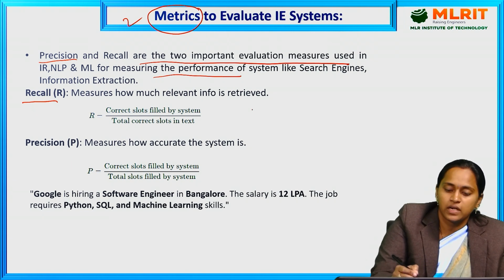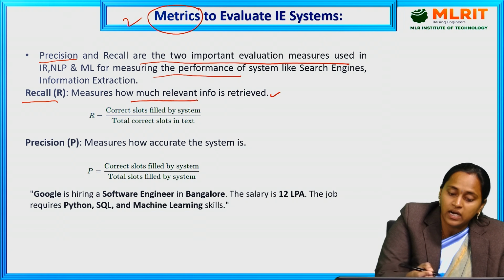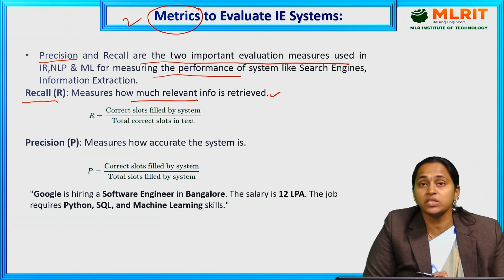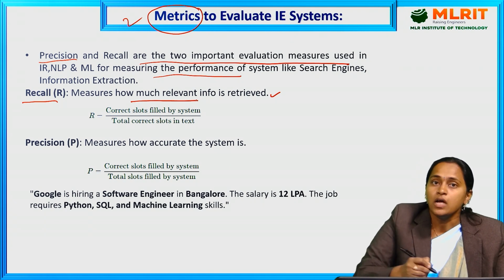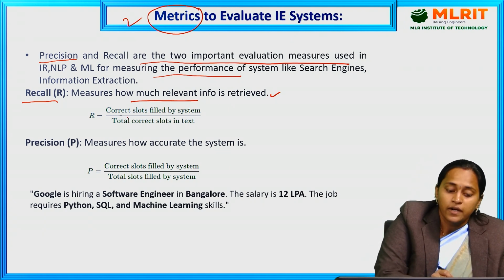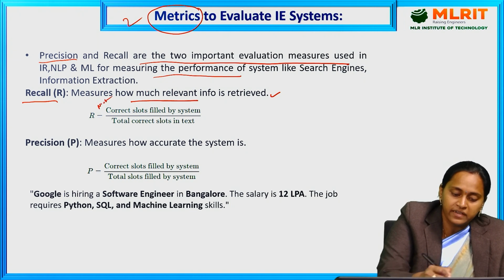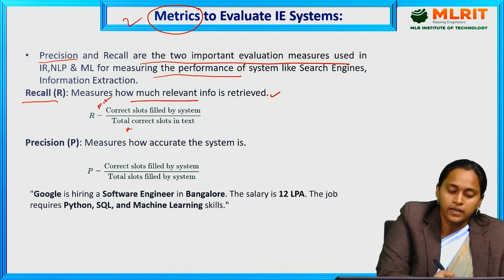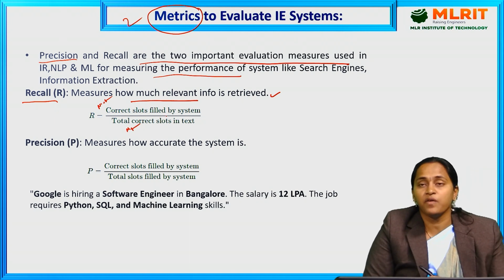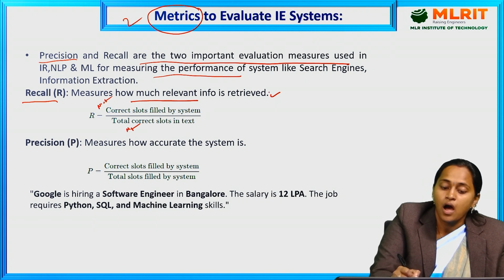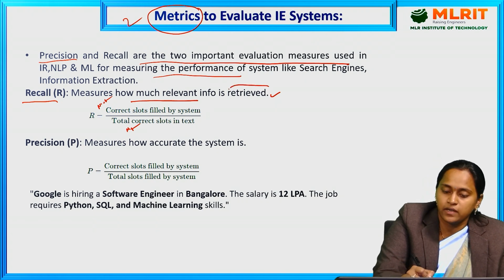Let's see the first one, recall. What is the purpose of recall? It measures how much relevant information is retrieved, right? By using recall we can measure how much of the relevant information is retrieved. This is the formula: number of correct slots filled by the system divided by total number of correct slots in the text. We can apply this formula to see how much relevant data we retrieved, right?